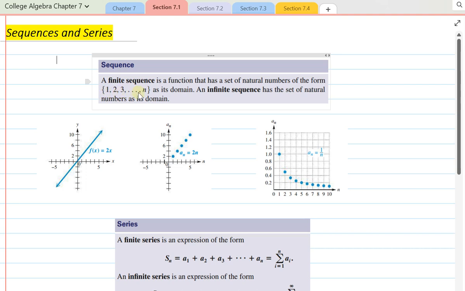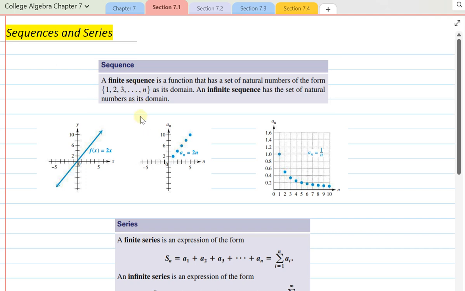So that's what's different in a sequence versus an ordinary function whose domain is allowed to be all real numbers or anything within the domain, but the restriction of natural or counting numbers for domain is not there. So those are ordinary functions, but this time we're talking about sequences.